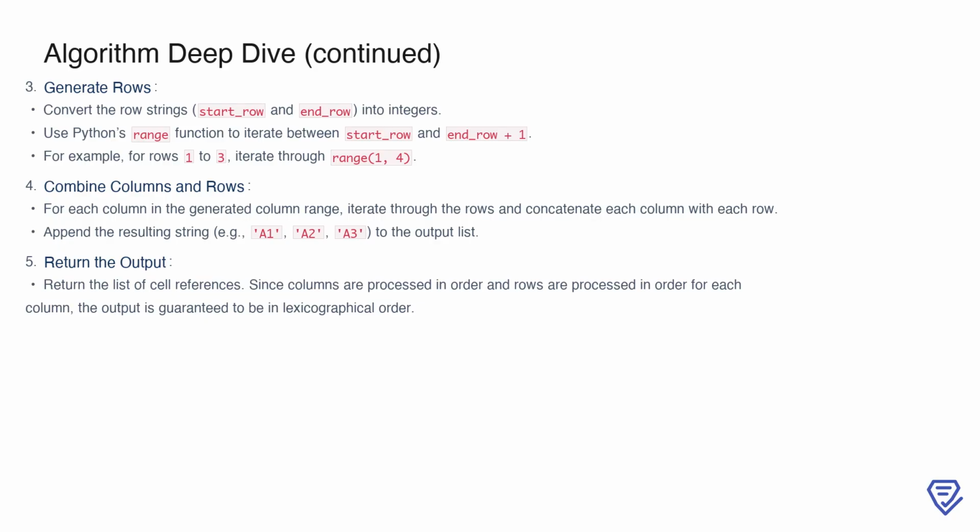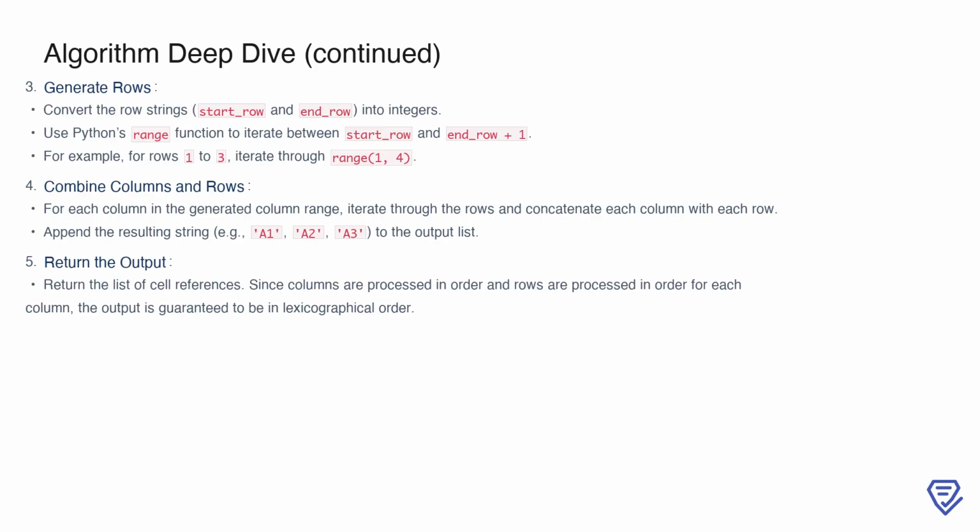After generating both the columns and the rows, we need to combine them. For each column in the column range, we iterate through all the rows and concatenate the column letter with the row number to create the cell reference. For example, for column A in rows 1, 2, and 3, we generate A1, A2, and A3. This process is repeated for all columns in the range. Finally, we store all these cell references in a list and return it as the output. The way we process columns first and then rows ensures that the output is naturally in lexicographical order without requiring additional sorting.